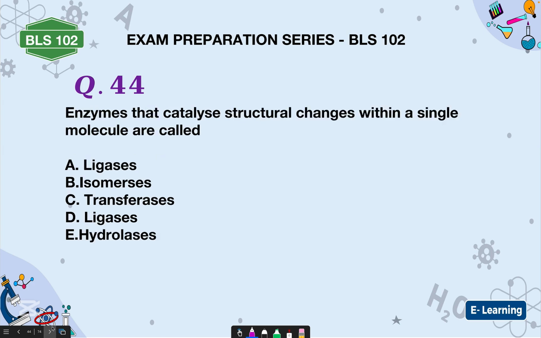Enzymes that catalyze structural changes within a single molecule are called isomerases. It has to do with isomers. Isomerism is a phenomenon whereby compounds have the same molecular formula but different structural arrangement. And the enzymes that actually do that are the isomerases. Are you getting it? This is also supposed to be isomerase, not just iso. Are you getting it? Option B.